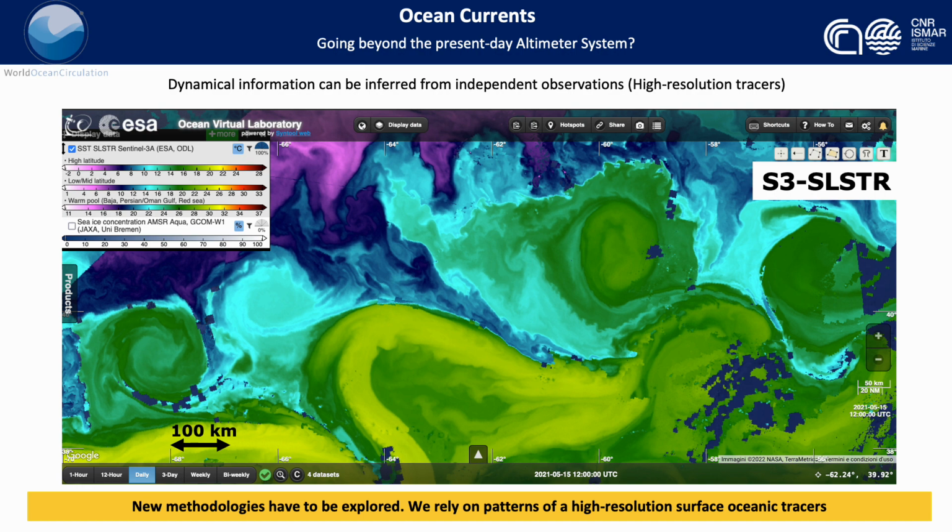Our aim is thus to extract dynamical information contained in independently observed high-resolution tracers, such as sea surface temperature in our study, and improve the altimeter-derived surface currents estimates.